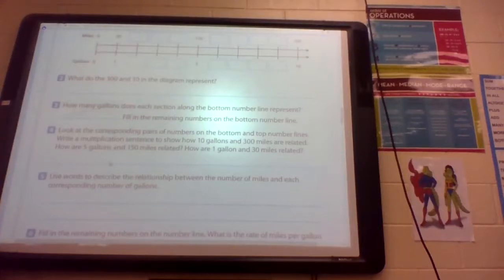Somebody said, not 10 times, 30 times. The number of miles is 30 times the number of gallons. That's on number 6? No, number 5. The number of miles is 30 times the number of gallons.